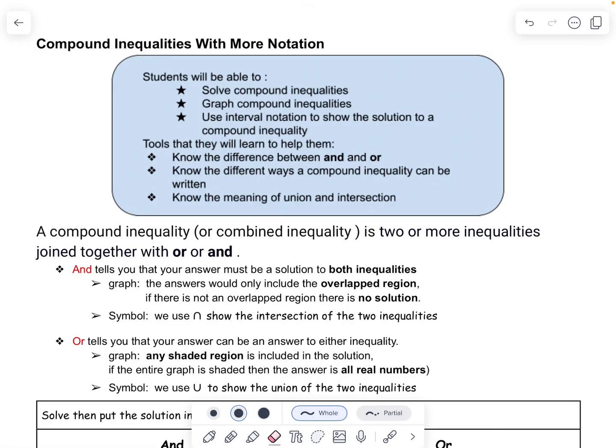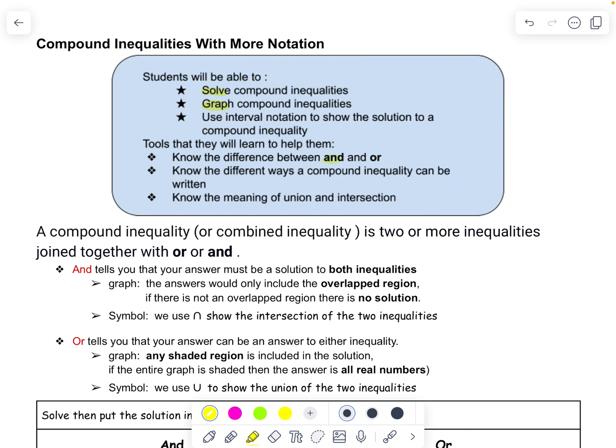Okay, hi guys. We are going to talk about compound inequalities and we're going to add some more notation situations in there. So first, we're going to look at what we will be able to do after this. We're going to be able to solve compound inequalities, graph compound inequalities, and use interval notation to show a solution, right? We've kind of already done that, but now we'll just be using it a little bit more.